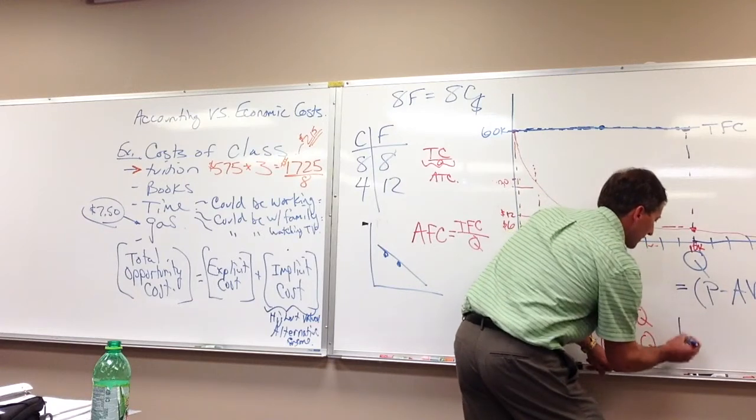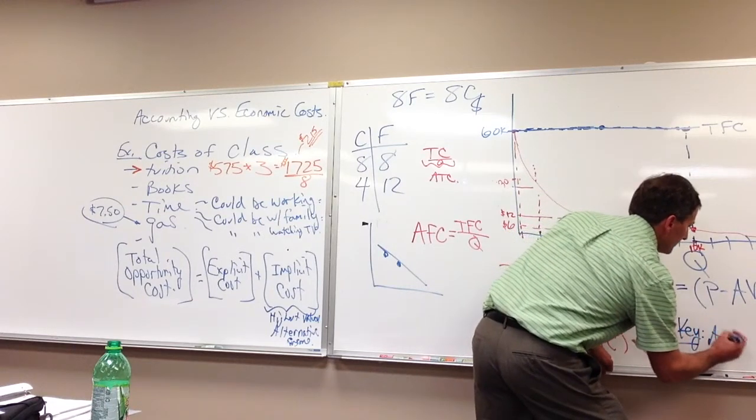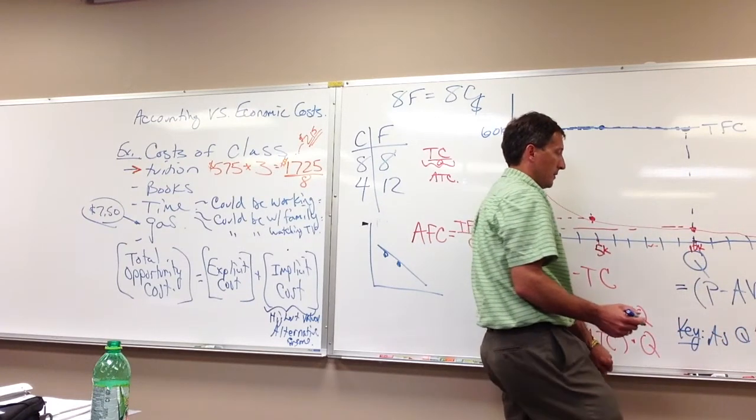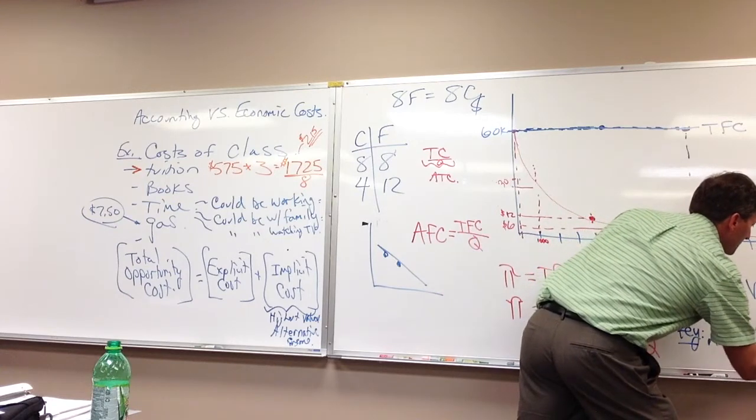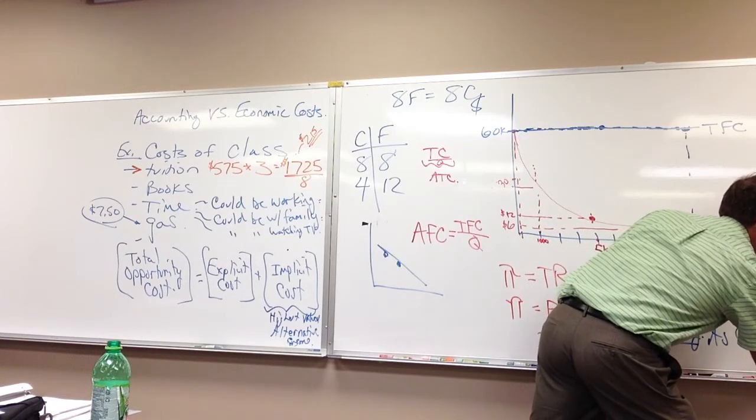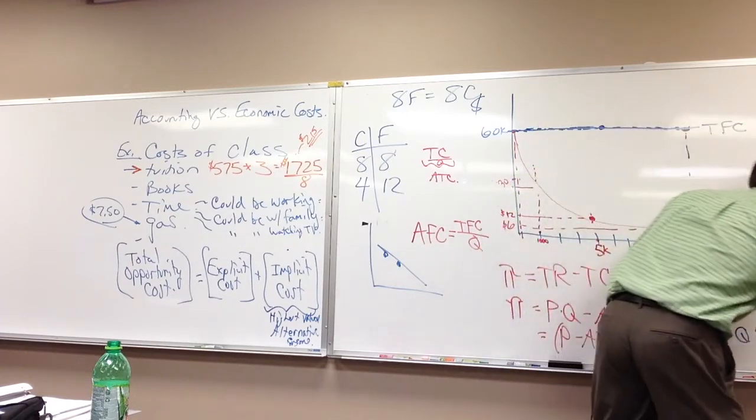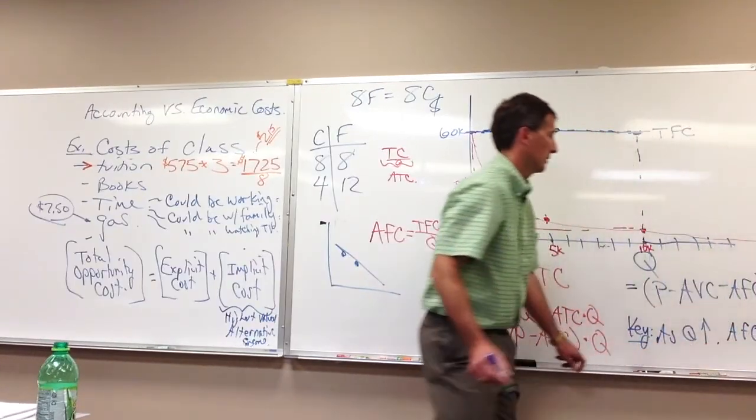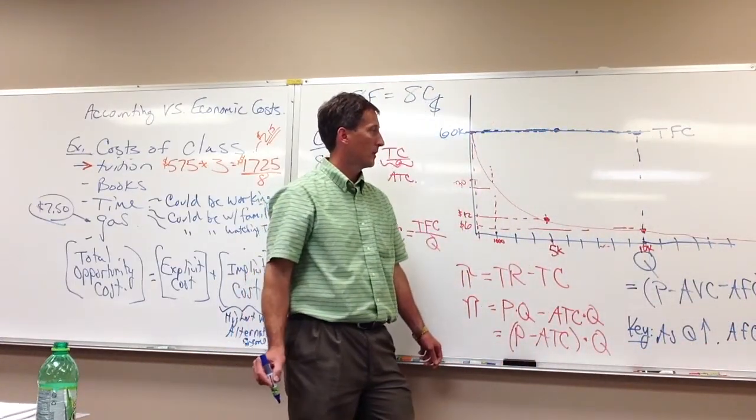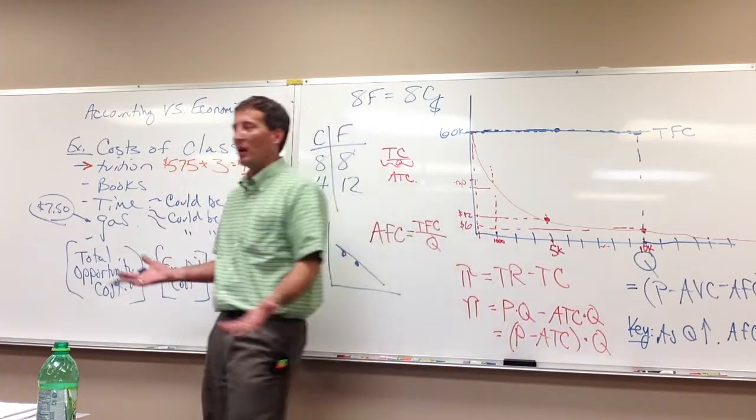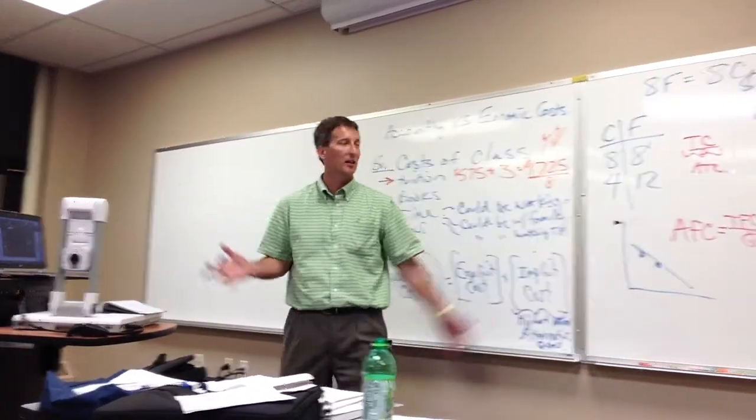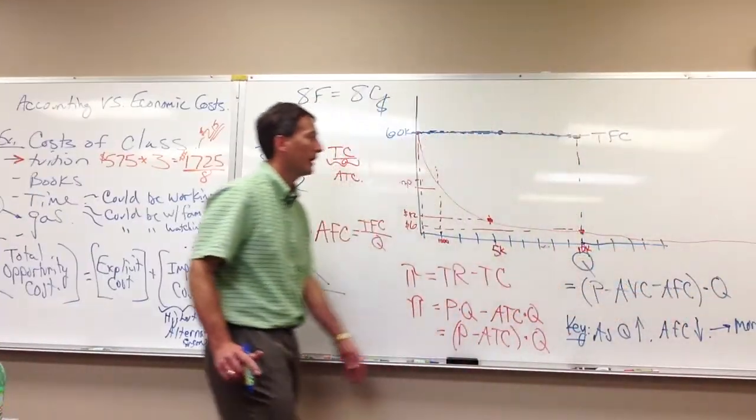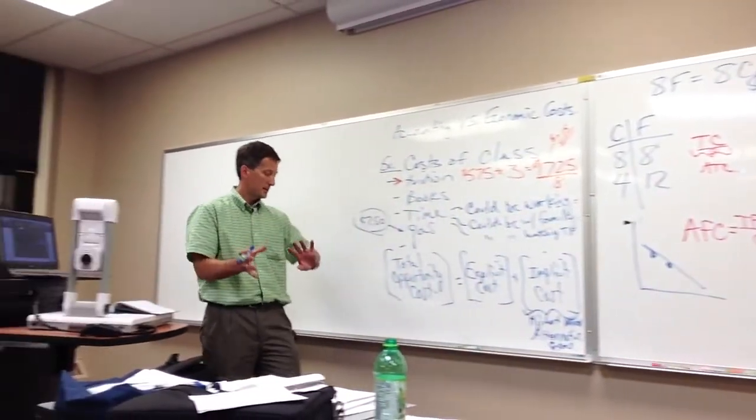So let's put a new key point here. As quantity increases, average fixed cost falls, leading to more profit. Which is what we kind of all knew along. That's why Walmart's in business and having scale of production. But now we kind of see it with our equation goggles on here, on how that all fits together with variable costs and fixed costs.